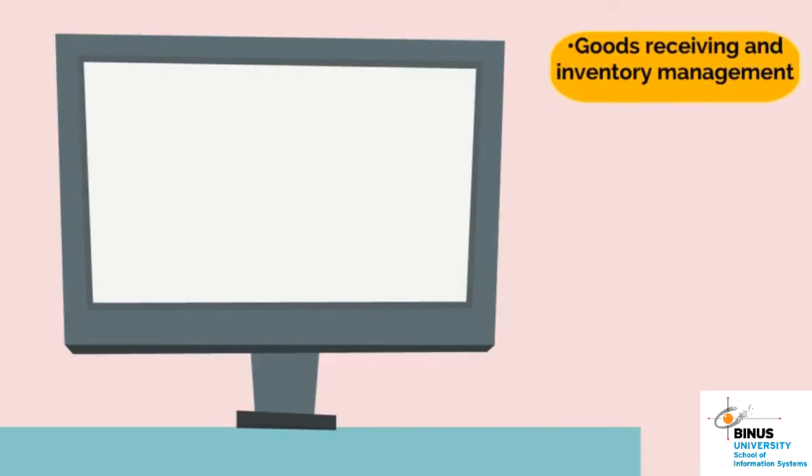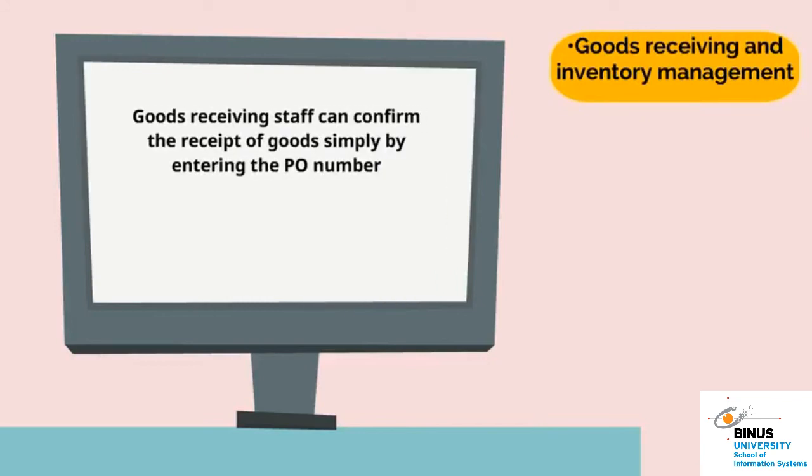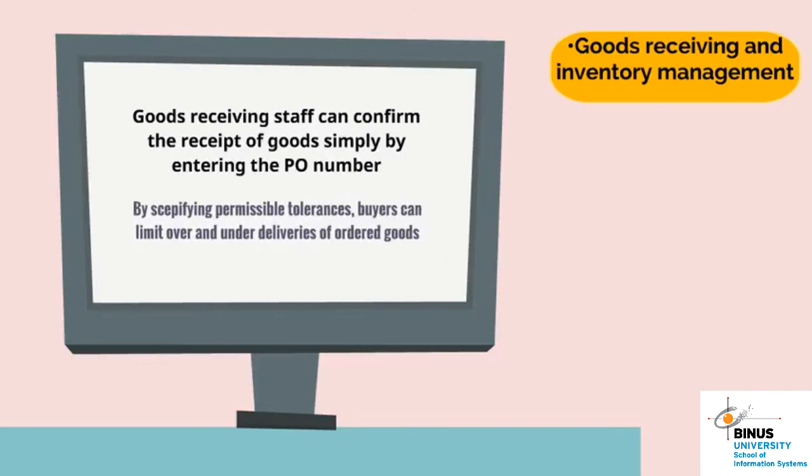In goods receiving and inventory management, goods receiving staff can confirm the receipt of goods simply by entering the purchase order number. By specifying permissible tolerances, buyers can limit over and under deliveries of ordered goods.